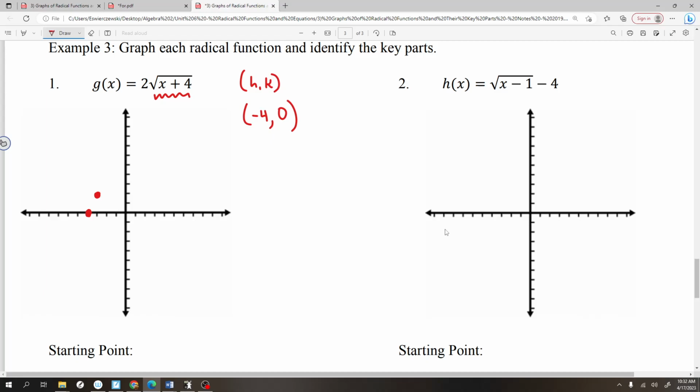So, if I plug in 0, 0 plus 4 is 4. What's the square root of 4? 2. What's 2 times 2? So it would be up here. What is the next perfect square after 4? 9. What would I have to plug in to get 9? 5. So if I plug in 5, I get 6. That would be my graph.